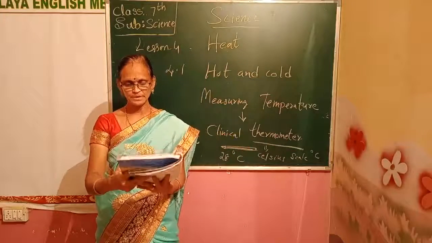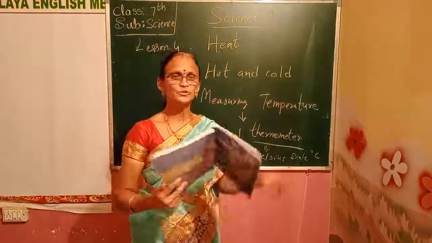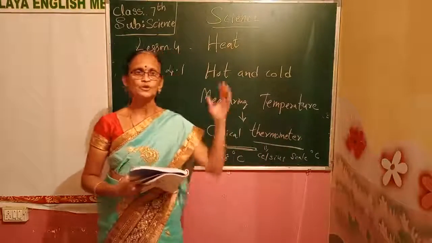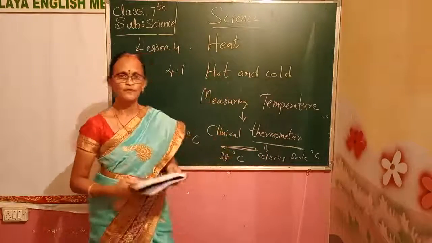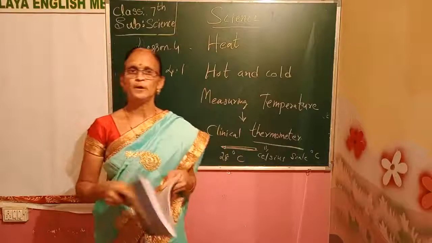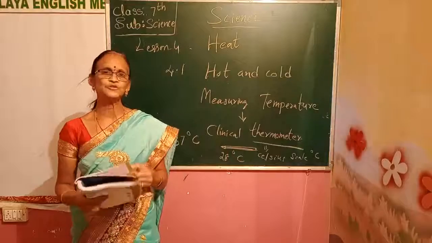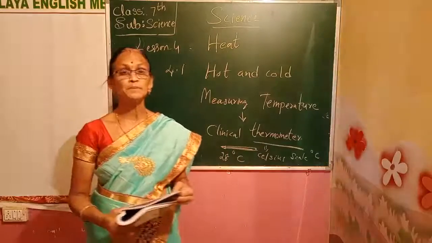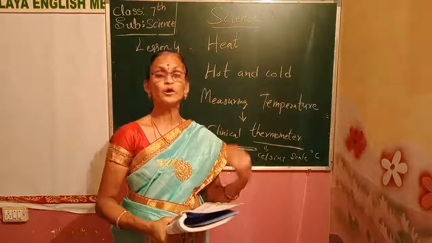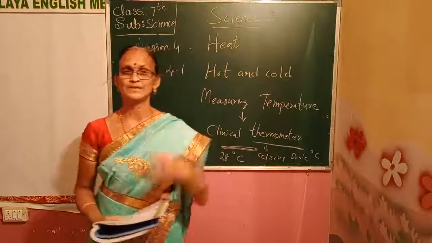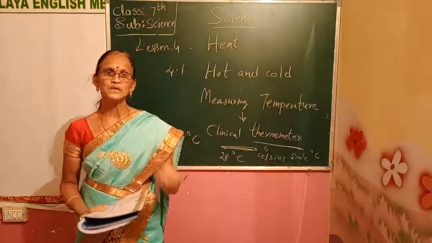Measure the body temperature of your friends. Like that, you take the thermometer in your class, check the temperature of 5 to 10 students, your friends, and note it down, and you can know the fluctuation there. Some people may have a normal temperature of more than 37, and some people are only 37.